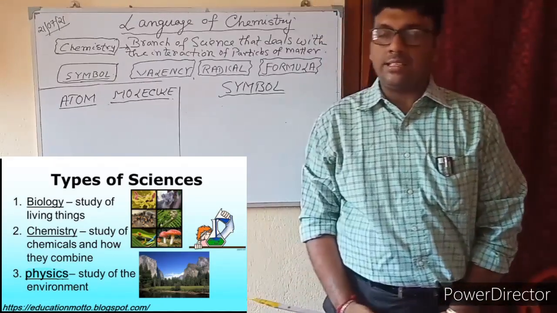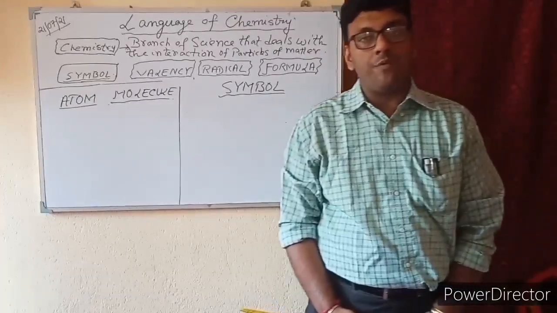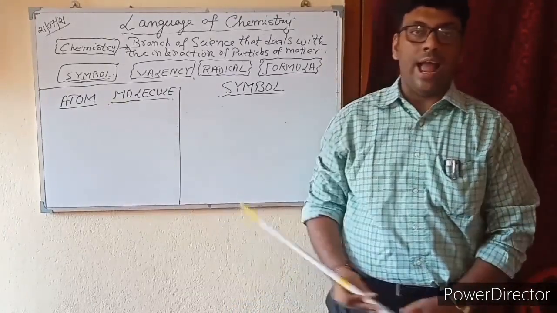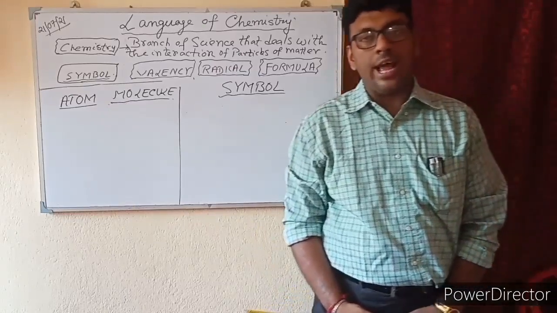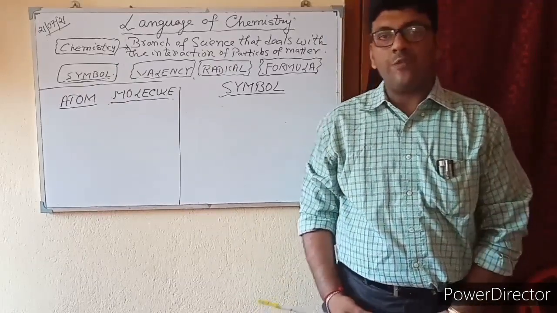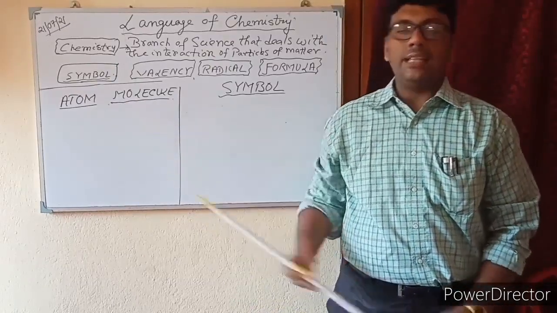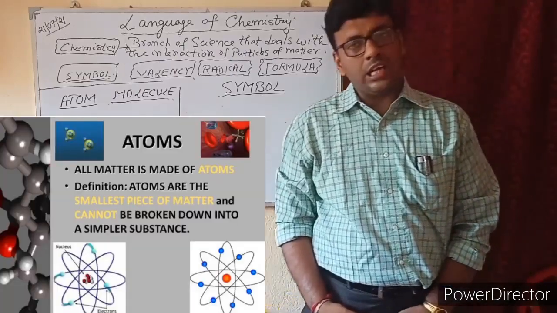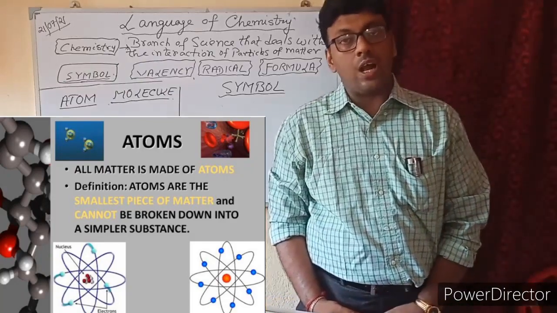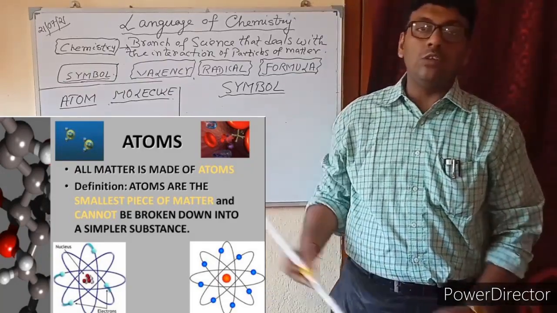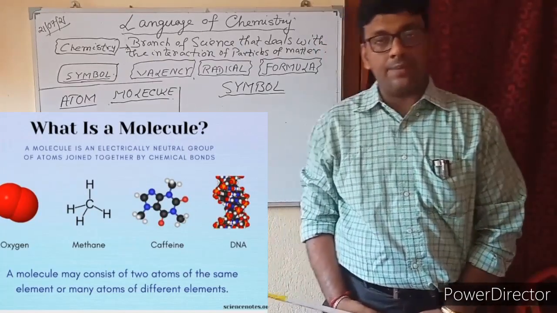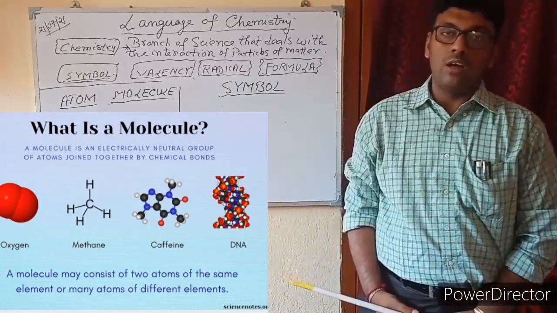From the definition it is clear that matter is made up of very small particles which are called atoms. And this atom may or may not have independent existence. A group of atoms forms a molecule. This group of atoms is either of the same type or of different types. If the atoms are of the same type, they are called molecules of an element, and if the atoms are of different types, they are called molecules of a compound.